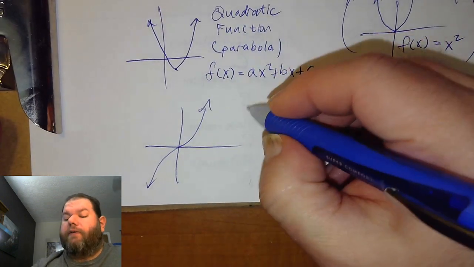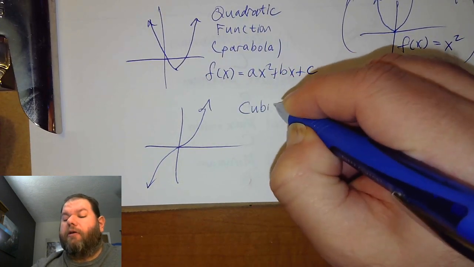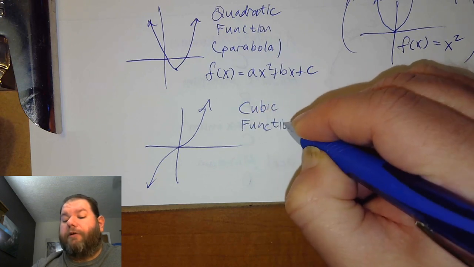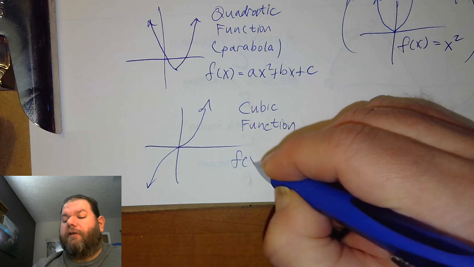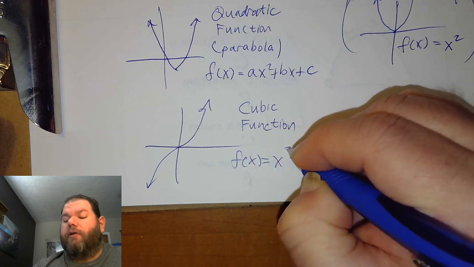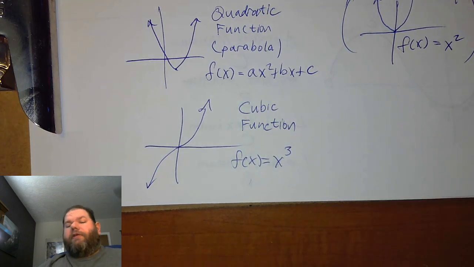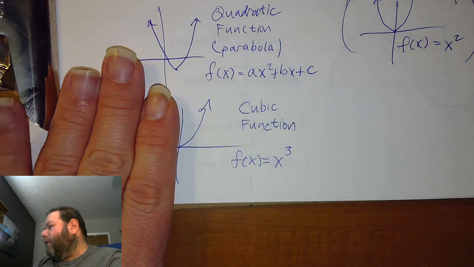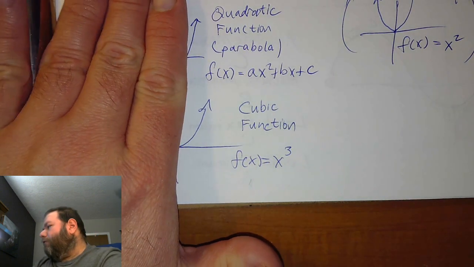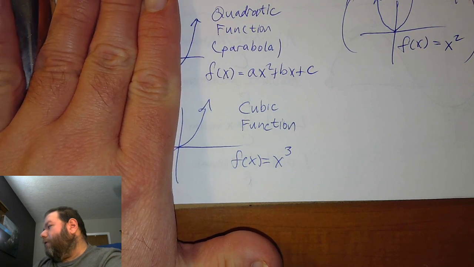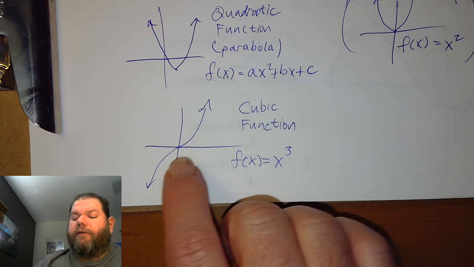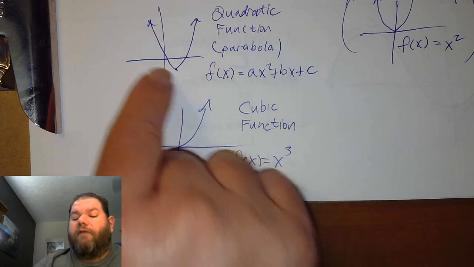A graph like this is a cubic function. We don't have a name for it, but this is f of x equals x cubed. It's kind of like a parabola. Like if we look at the right hand side here, it kind of resembles the right hand side up here. And what is different, though, we see on the left hand side it curves down instead of up.